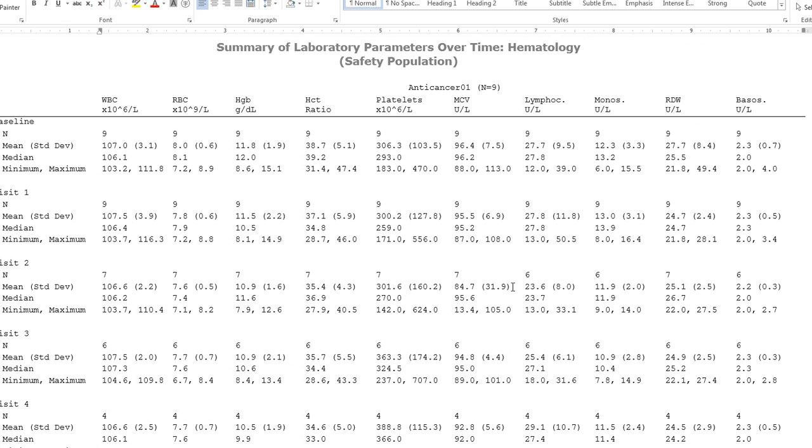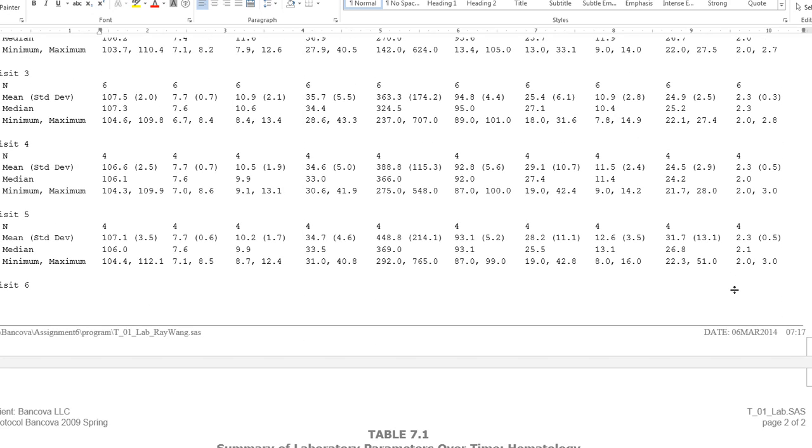We also get treatment 2, which has 9 non-missing values, baseline statistics, and visit 1 statistics, and the last one is BASOS. Each one contains 4 statistics.